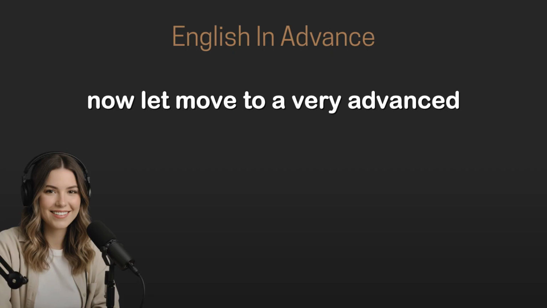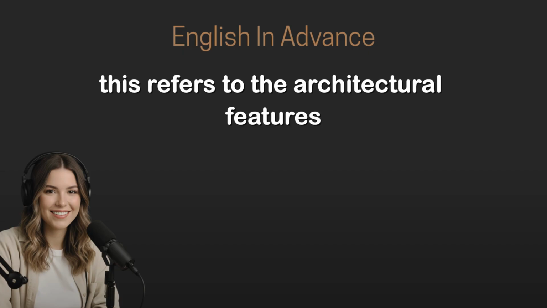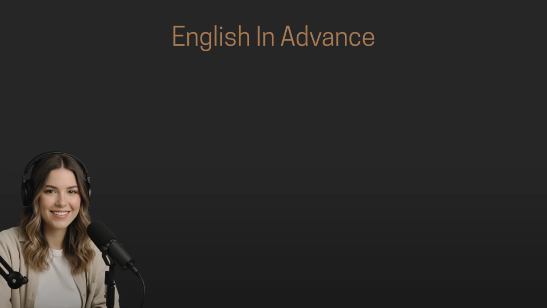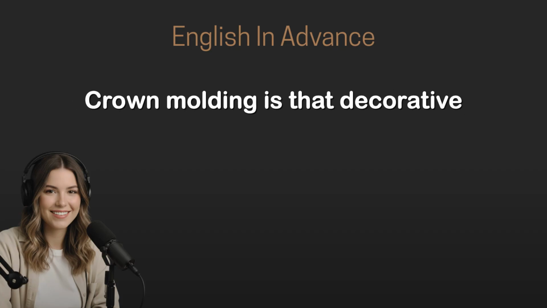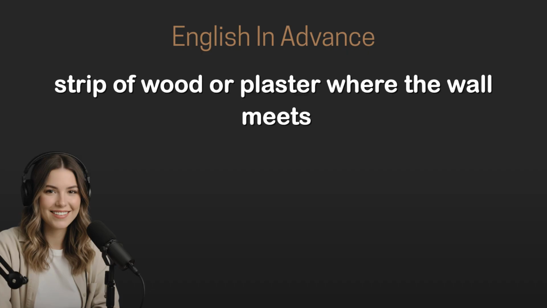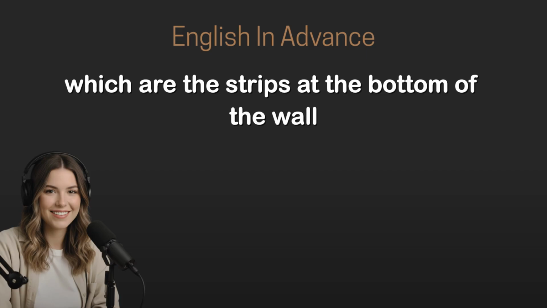Now let's move to a very advanced concept, which is describing the bones of a room. This refers to the architectural features that are part of the structure. Does the room have crown molding? Crown molding is that decorative strip of wood or plaster where the wall meets the ceiling. Does it have baseboards or skirting boards, which are the strips at the bottom of the wall?